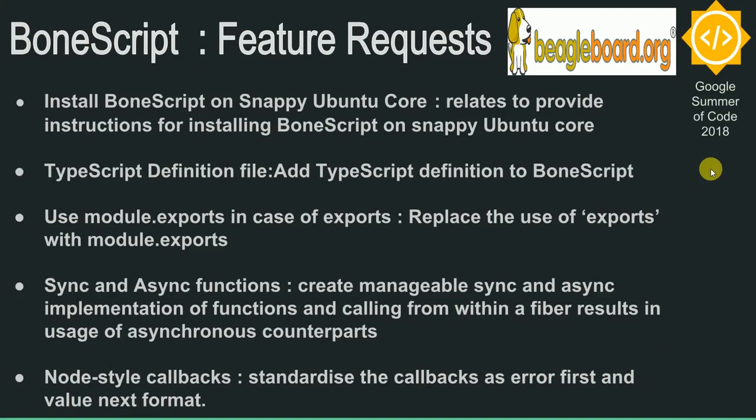Adding TypeScript definition file. This issue is about adding a TypeScript definition to the BoneScript library, which will help the users to explore the library functions directly from the code. Next issue is regarding creating manageable sync and async copies of BoneScript functions. Another issue is standardizing the callbacks as Node.js standard, error first and value next format.